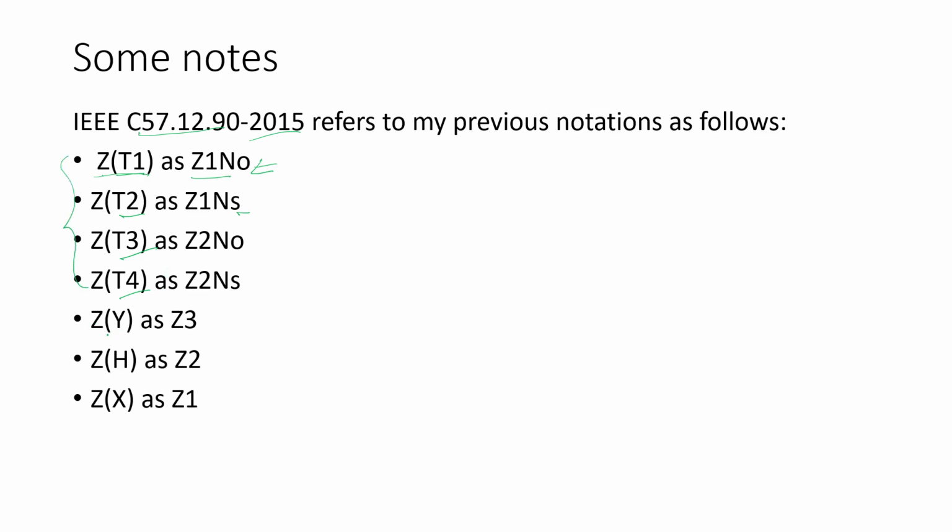And what I called ZY, or the stabilizing winding, they call Z3. ZH, or high side, they call Z2. ZX, they call Z1. So just be aware. The notations are different, but the meaning is the same.